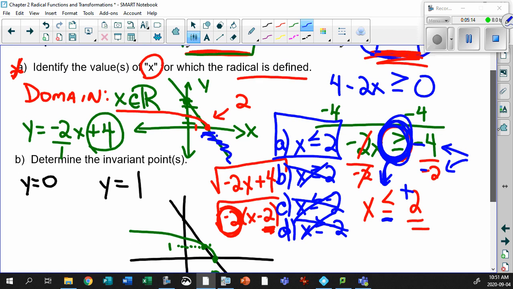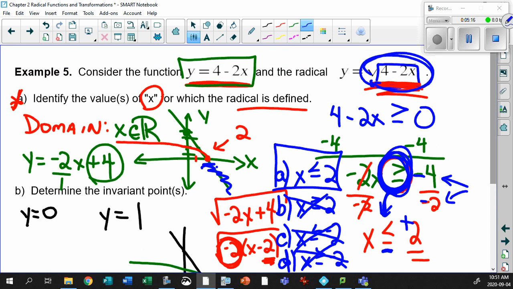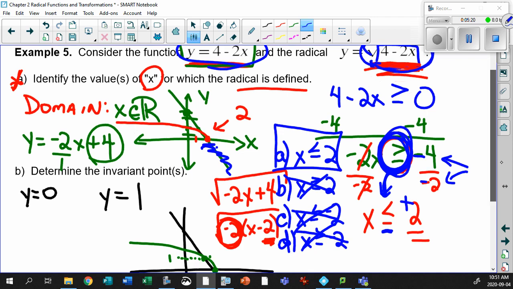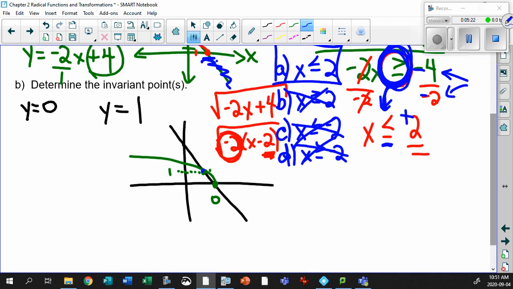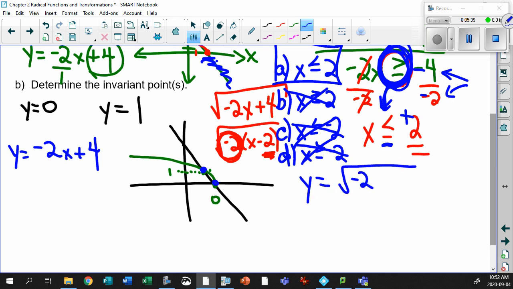Now, what do you solve for? Do you solve for the radical or do you solve for the original equation? Well, actually, it doesn't matter because they're invariant points. They work on both equations. I think personally that y equals negative 2x plus 4 is much easier to solve than anything else. Okay, even with the radical, I'll prove it to you. Y equals the square root of negative 2x plus 4. I'm going to show you that that actually gives you the same answer.